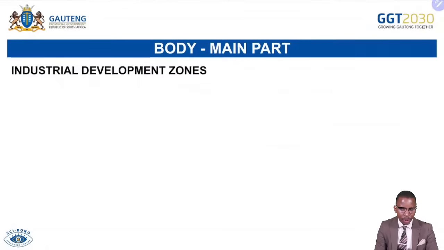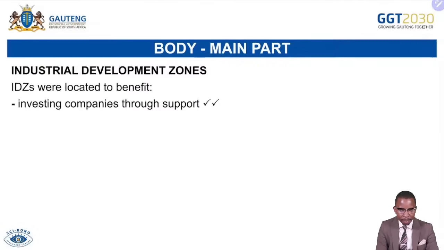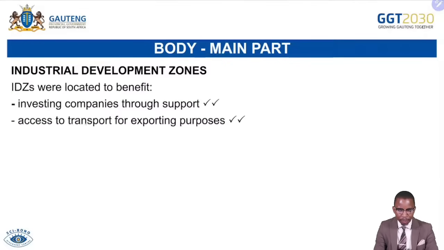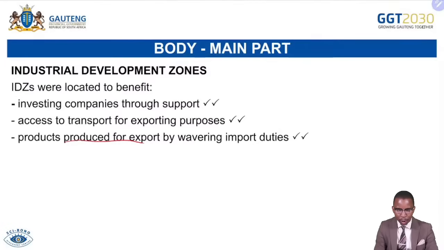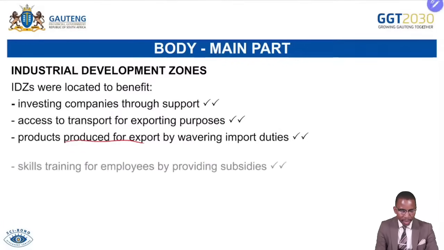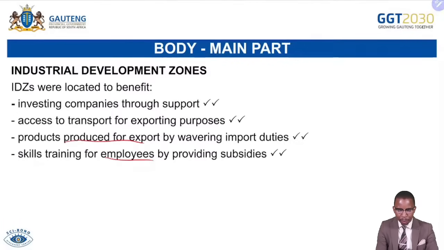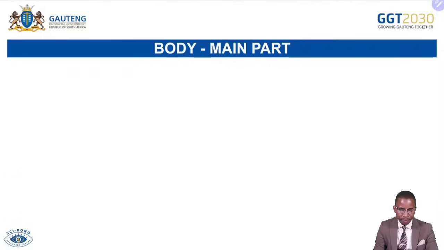And then we continue with ITZ. ITZ were located to benefit investing companies through support, access to transport for export purposes, and products produced for export by waiving import duties, and then skilled training for employees by providing subsidies.